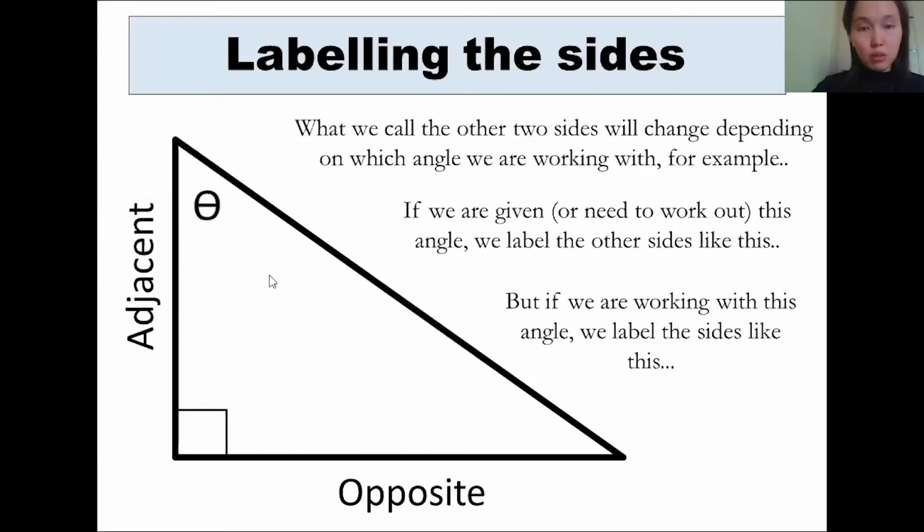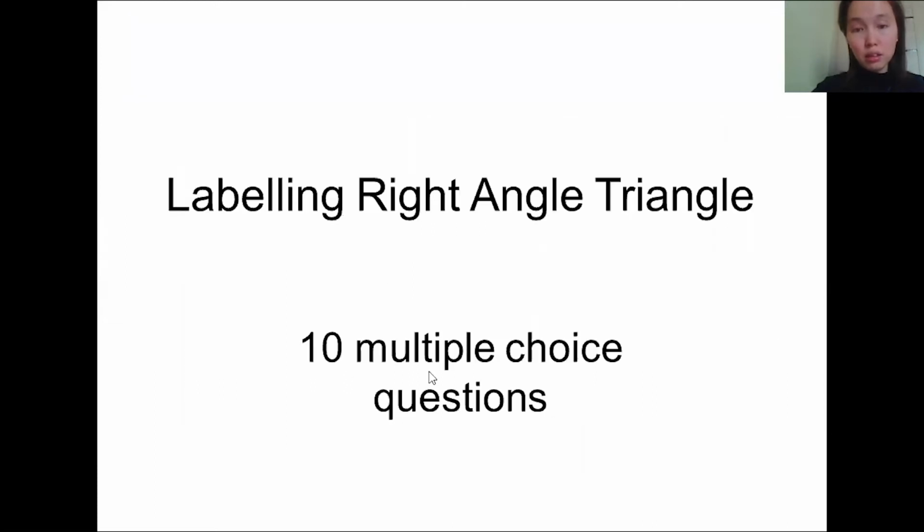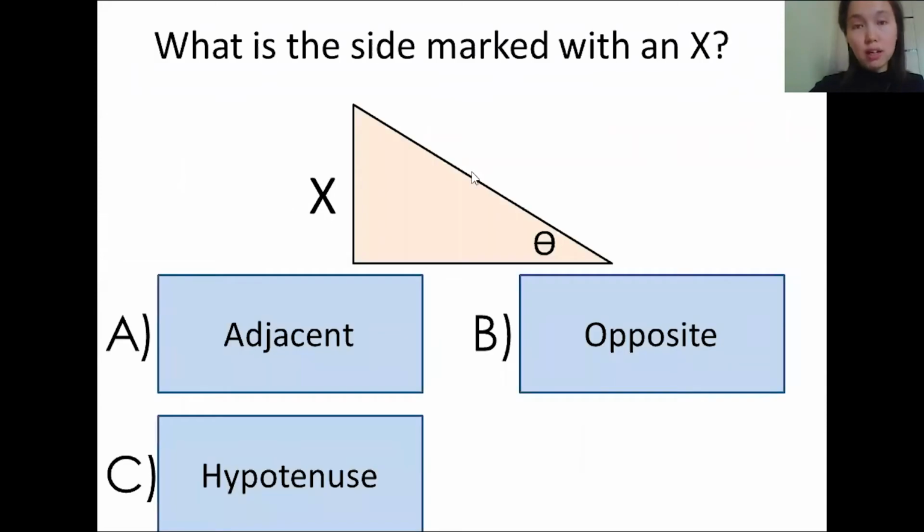Okay, let's continue. If you understand the labeling, let's do 10 multiple choice questions about labeling the right angle triangle. First question: what is the side marked with an X? Here we have the right angle triangle, we have the angle theta, and we must find the X side. It's the opposite side to the angle theta, yes? So X is opposite.